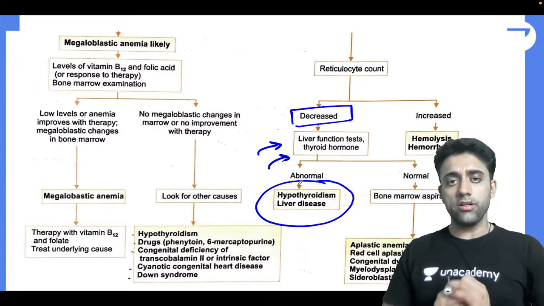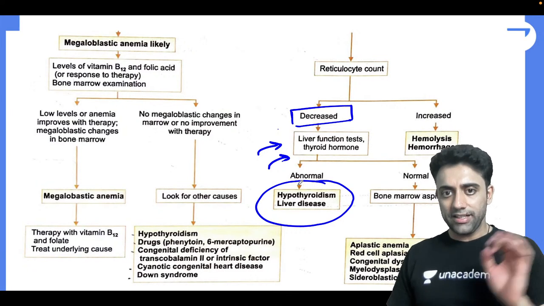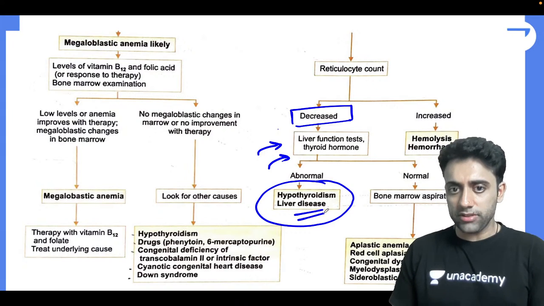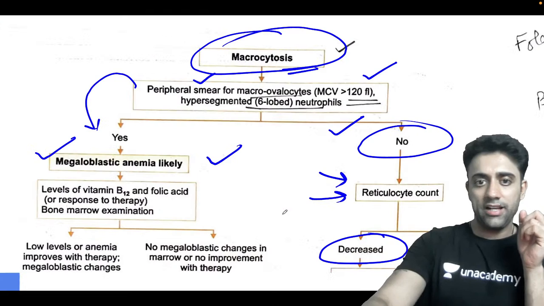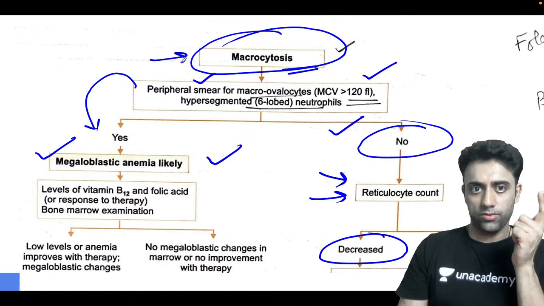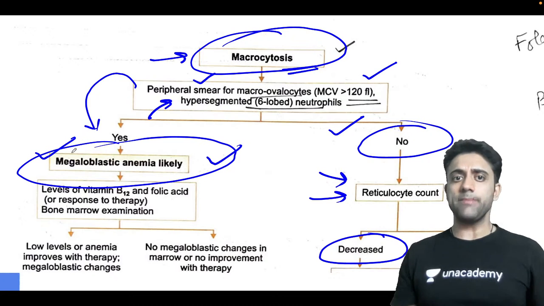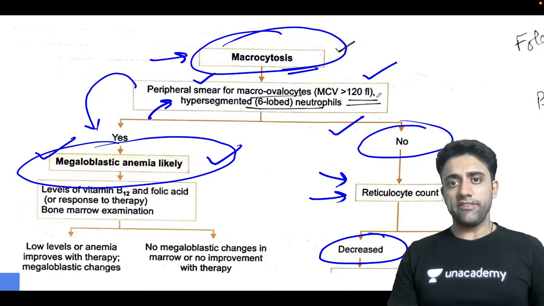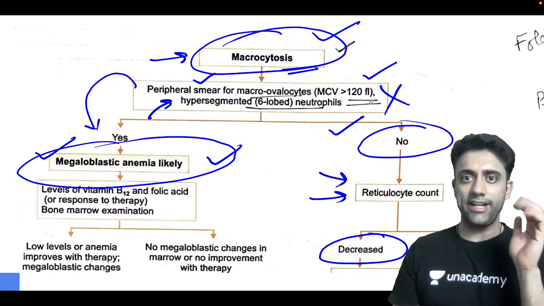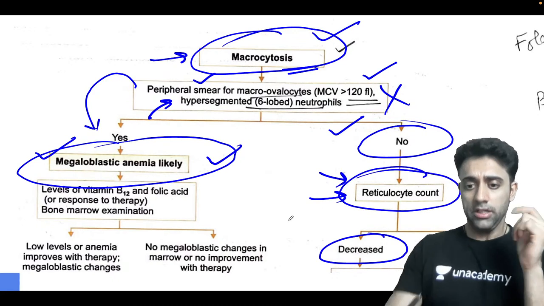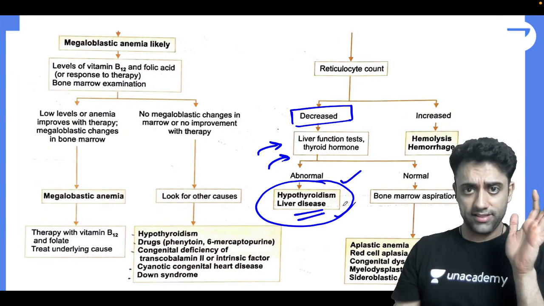So remember, not every macrocytic picture is megaloblastic anemia. The take-home message: it could be a case of hypothyroidism, could be a case of liver disease. I'll repeat again. The patient had macrocytosis. If the peripheral smear is showing a proper picture of megaloblastic anemia, the answer is megaloblastic. Everyone knows about it. But if the peripheral smear is not showing a proper picture, just macrocytosis is there, then you get a retic count. If the retic count is also decreased, then thyroid or liver disease could be there.